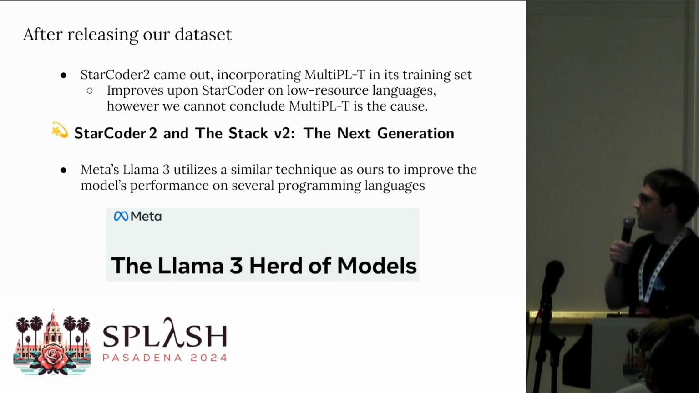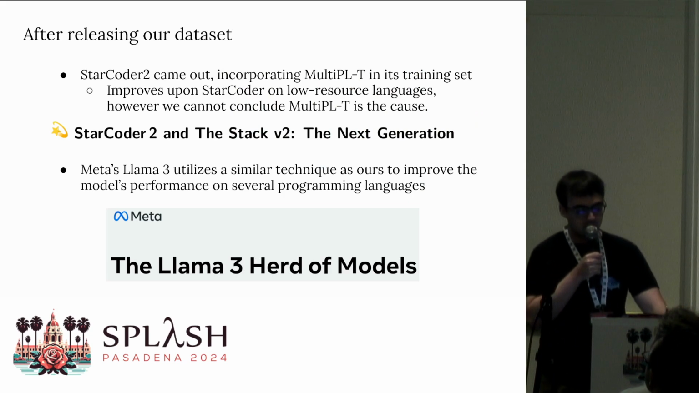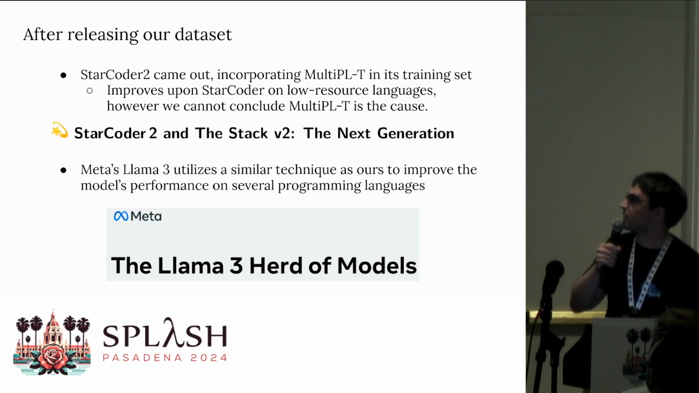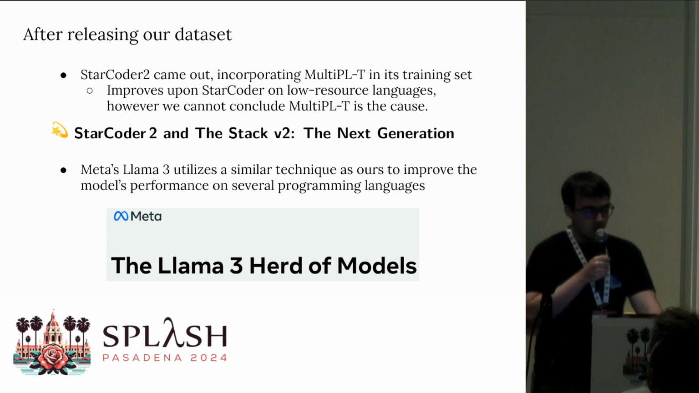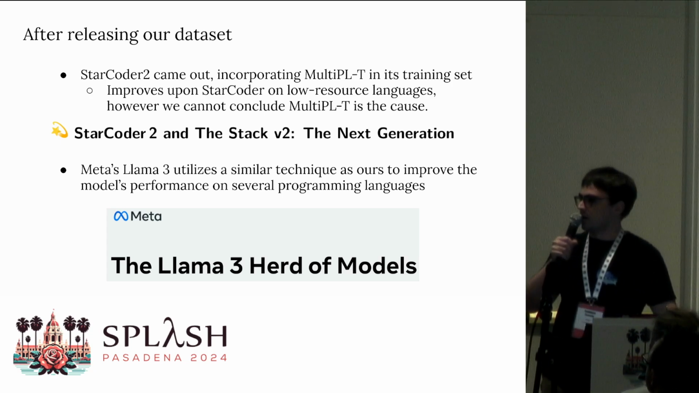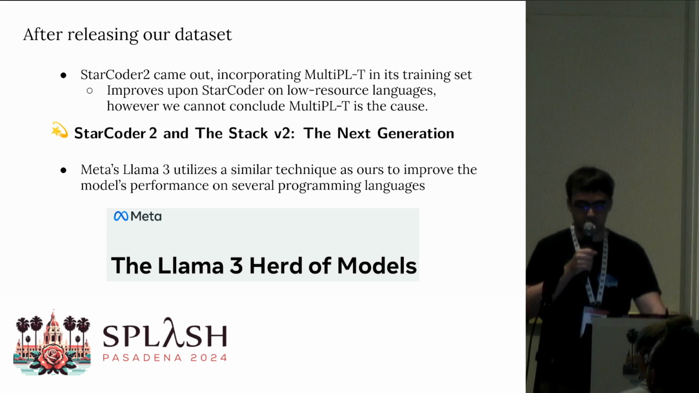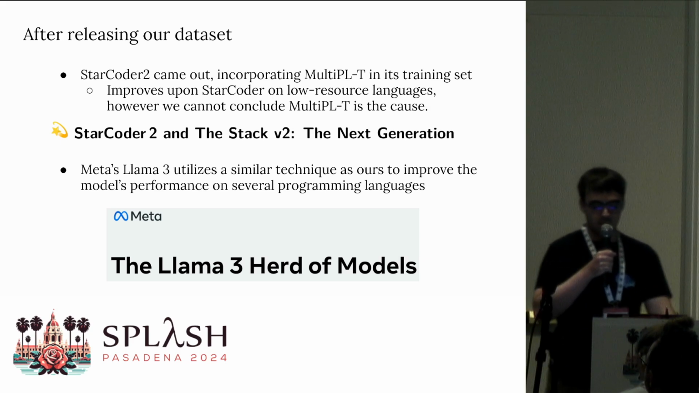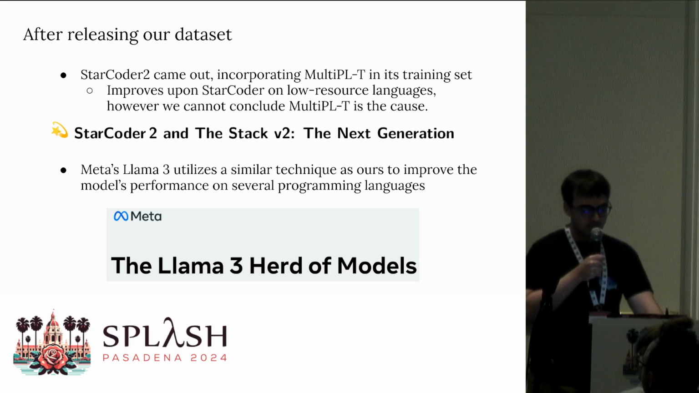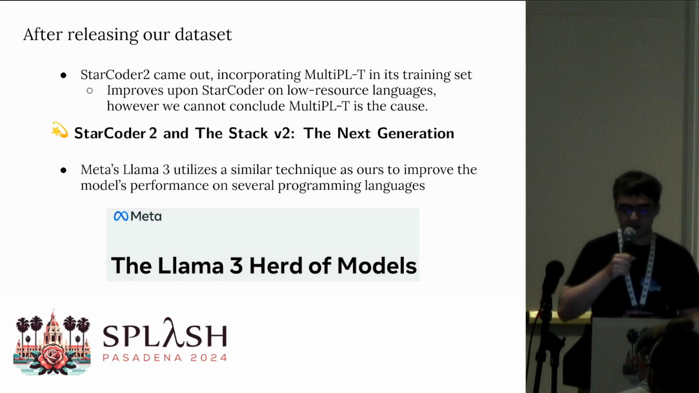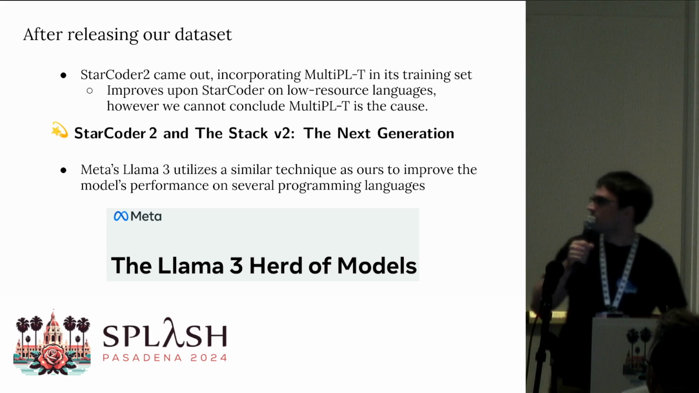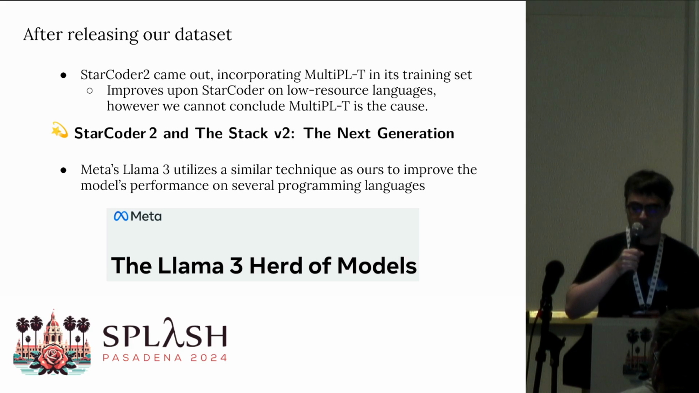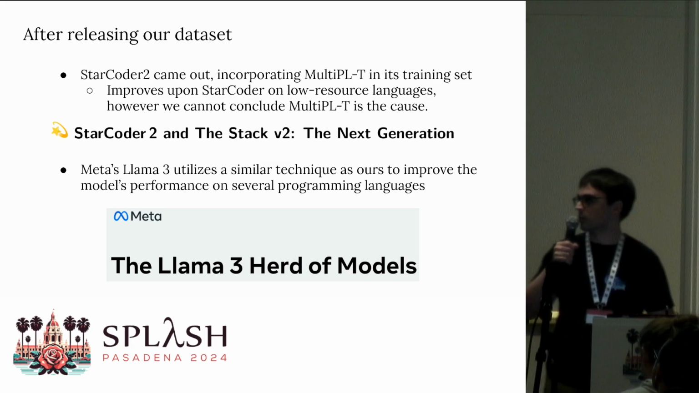So after releasing our dataset, a few things happened. StarCoder 2 came out, and they incorporated MultiPL-T in their pre-training dataset. And StarCoder 2 improves a lot upon StarCoder on low-resource languages, but we cannot obviously conclude that MultiPL-T is the cause, that there were many pieces that went into StarCoder 2. After that, Meta Llama 3 used a very similar technique to ours to improve the model's performance for several programming languages, including low-resource ones. And they evaluate on MultiPL-E as well.